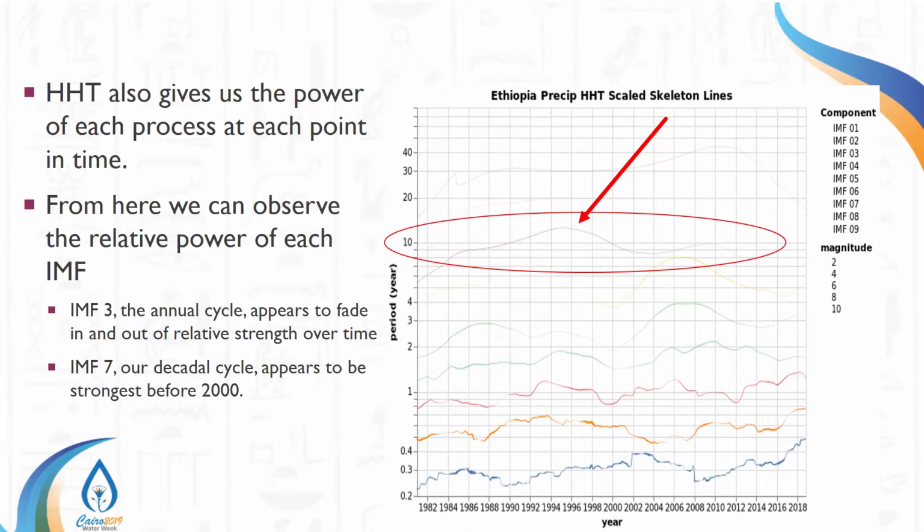So I chose 2 different IMFs. IMF number 3, which is the annual cycle, appears to fade in and out relative to the strength over time. And IMF number 7, which is the decadal cycle, you can see fades after the year 2000. And this is for the precipitation over Ethiopia.